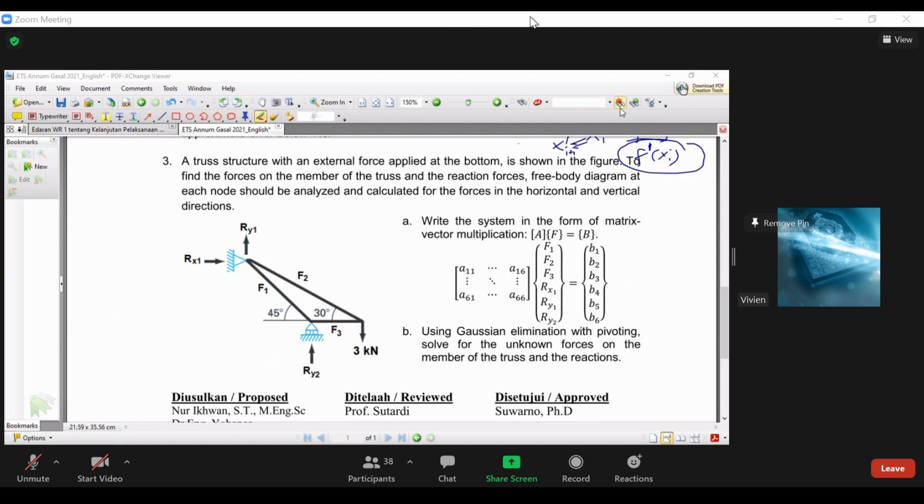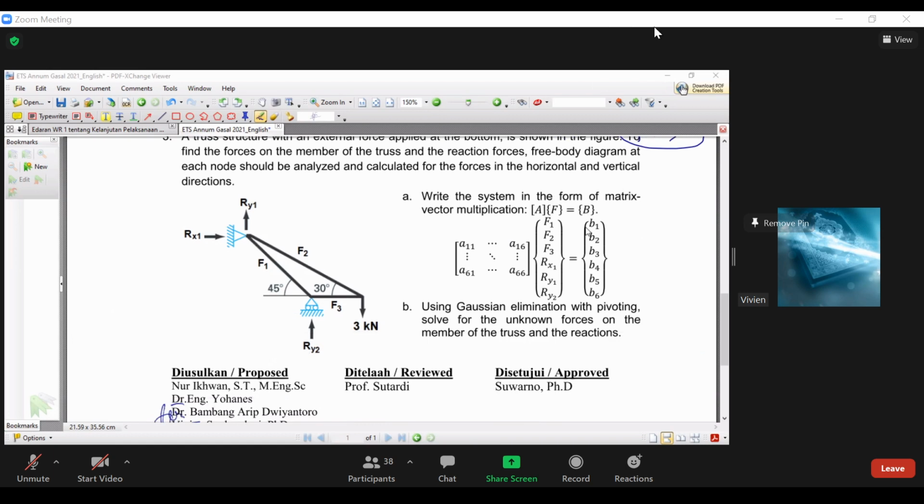So here we have the free body diagram. Each node should be analyzed and calculated for the forces. What we want to find is F1 up to F3, so we have F1, F2, and F3, and then we have Rx1, Ry1, and Ry2. Then we want to calculate for P1, P2 up to P6 on the right-hand side based on the data here, so that we can see the calculation for the truss.